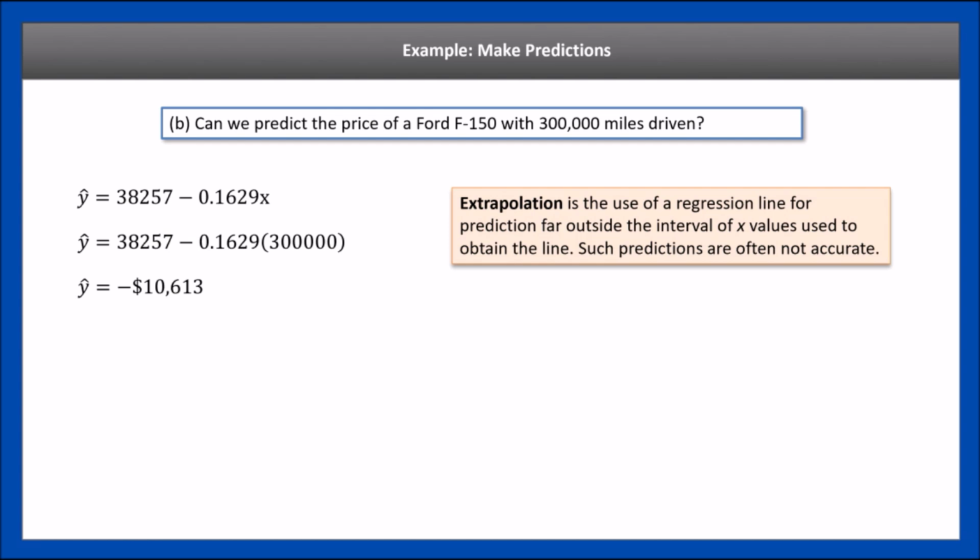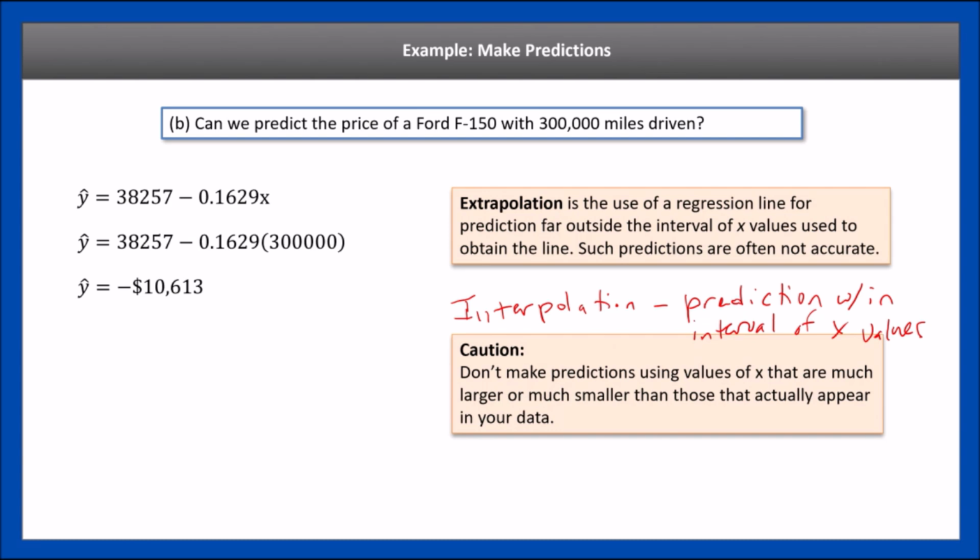Okay, so what we did earlier in part A is known as an interpolation. An interpolation is the opposite of the extrapolation. An interpolation is a prediction within the interval of x values. So when we made a prediction for 100,000 miles, that was an interpolation, and that was relatively accurate based off of the model that we had. But an extrapolation tends to be inaccurate, and it's something that is discouraged. All right, so don't make predictions using values of x that are much larger or smaller than those that actually appear in your data set.